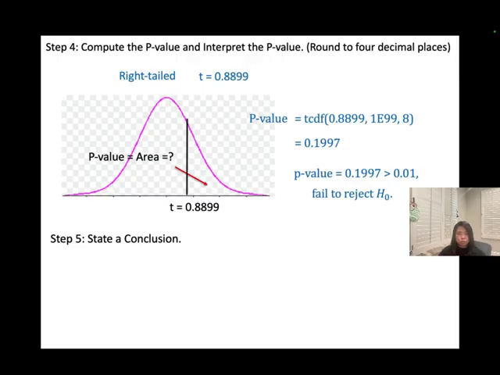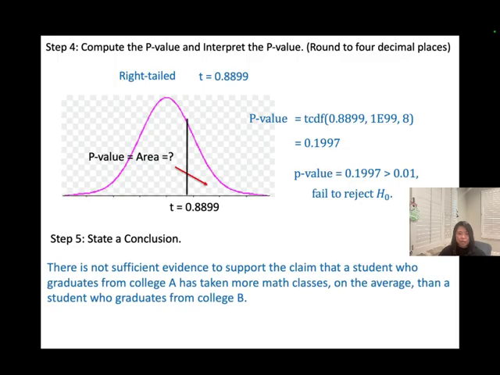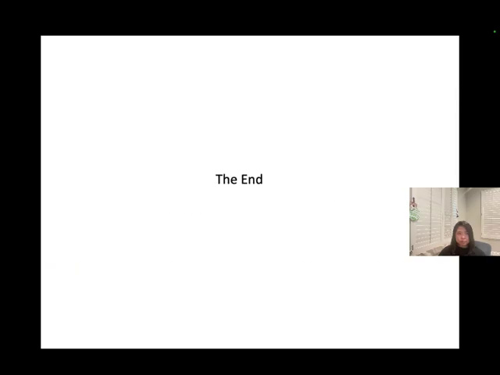Okay, draw the conclusion. We do not have sufficient evidence to support the claim that a student who graduated from College A has taken more math classes on the average than a student who graduated from College B. That's it.